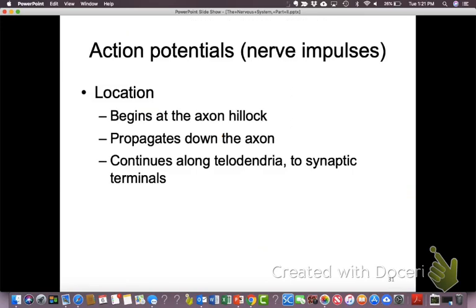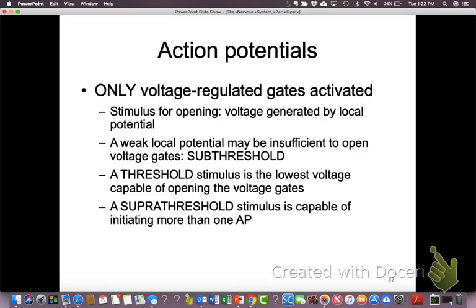Okay, so we've gotten to the axon hillock, we've gotten to threshold. Now we're going to see how action potentials occur. Action potentials begin at the axon hillock. When it reaches threshold, they propagate down the axon, down the telodendria, all the way to the synaptic terminals. And action potentials use only voltage-regulated gates. So on axons, in general, that's the only kind of gates you have. And remember, there were only 2 choices there, potassium gates and sodium gates.